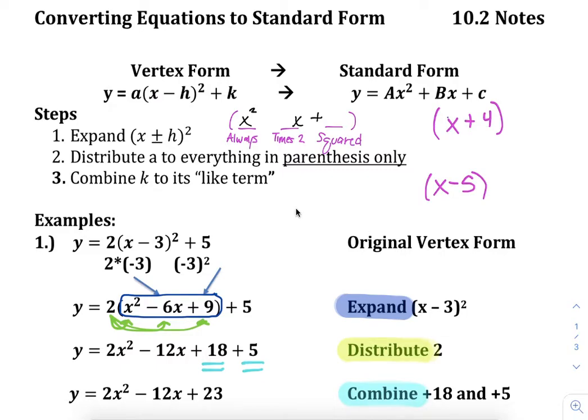Hey guys, we're back with the notes for 10.2. Today we're going to learn how to take those same equations that you made in 10.1 from the graph and convert them from vertex form into standard form. So if you'll pause the screen, write what you see, we'll get started.